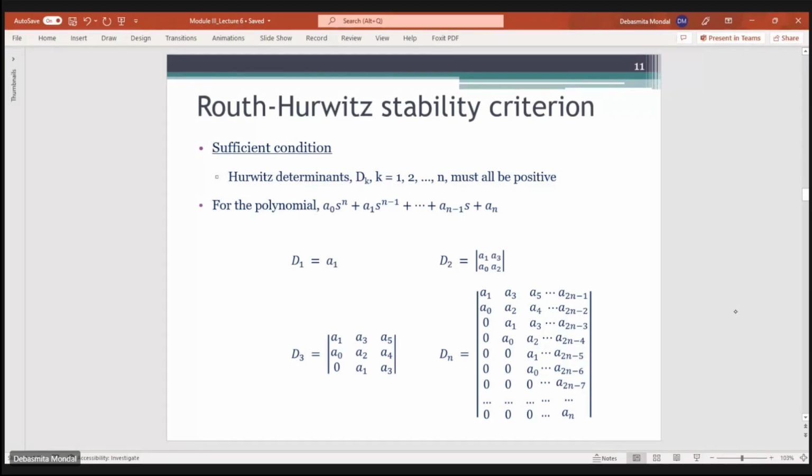But in case you see that, let's say, a0 till an, everything is positive except this a1. So a1 is a real value with a negative sign. Then you can straight away say that the system is not satisfying the necessary condition and it is an unstable system. So you don't need to go and analyze the sufficient condition.